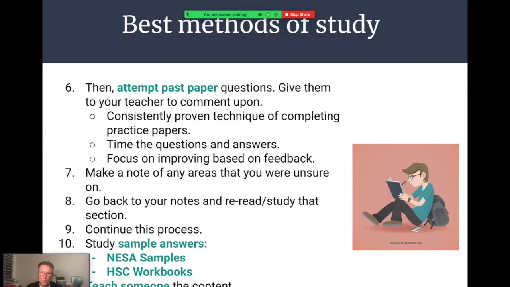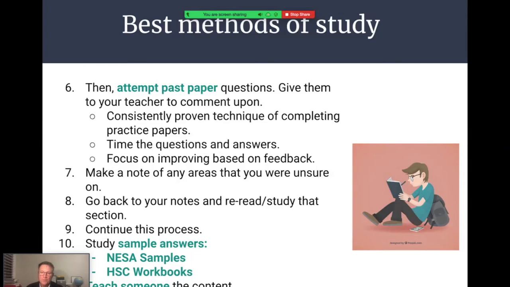Time your questions, make sure you only spend the 45 minutes required in the focus areas, and practice being able to write those pages in the time given. Make note of any areas that you are unsure on. Go back to your notes and reread and re-study sections where you aren't able to answer the question off the top of your head, and continue this process repeatedly.